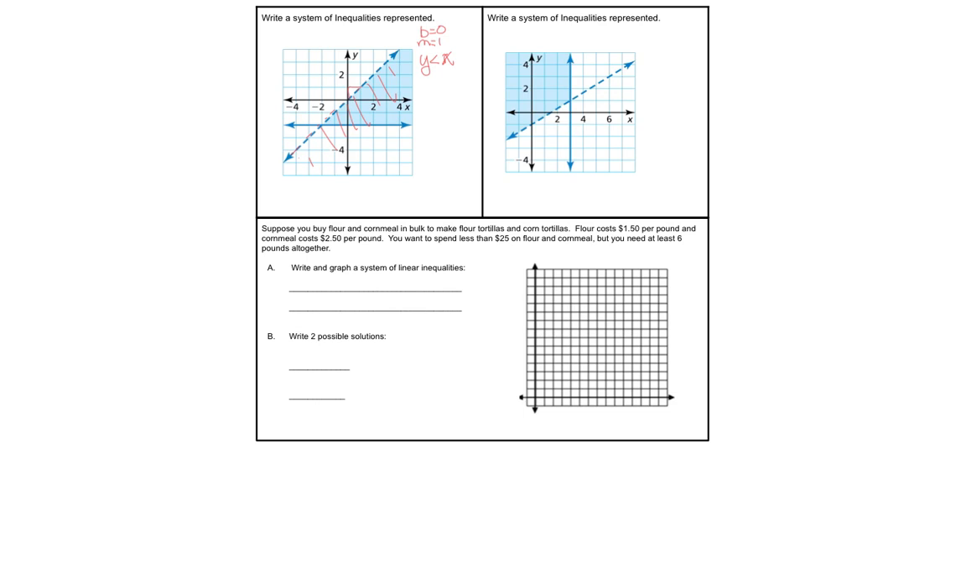And then for the blue line, it's a horizontal, so we know it's going to be y. And it's all your shading up above, so y is greater than, and it's a solid line, so greater than or equal to. Where is it crossing? -2. So that would be our system of inequalities.